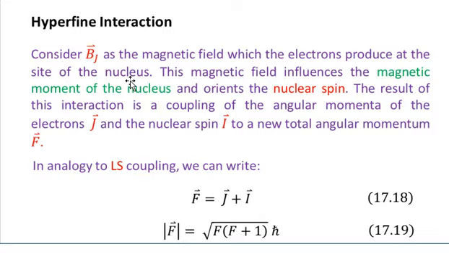Hyperfine structure arises from the energy of the nuclear magnetic dipole moment mu I interacting with the magnetic field generated by the electron shells, and the energy of the nuclear electric quadrupole moment. So you see that Bj is actually generated by the presence of the electron shells, and second by the energy of the nuclear electric quadrupole moment.